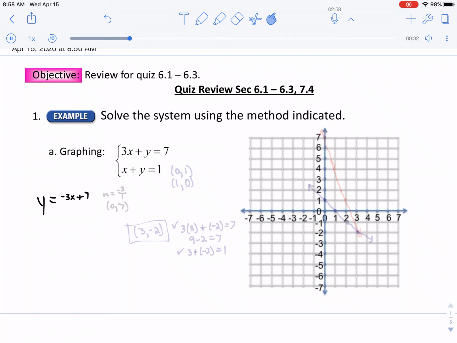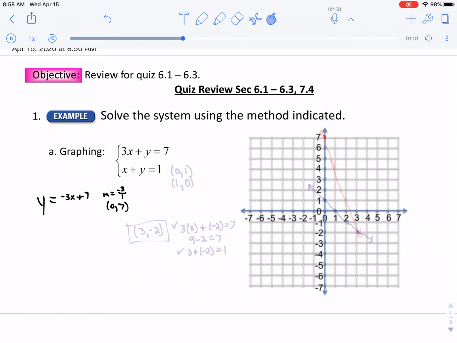All right, that's in slope-intercept form, y equals mx plus b. So my slope is negative 3. I need it to be a fraction, so I'll make it negative 3 over 1. And my y-intercept is (0, 7). So I start by plotting the (0, 7) on the grid. So that will be way up here.